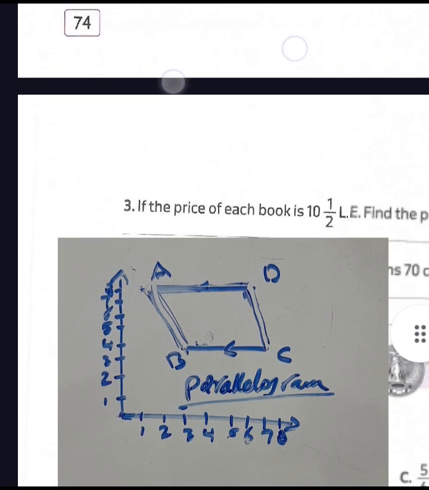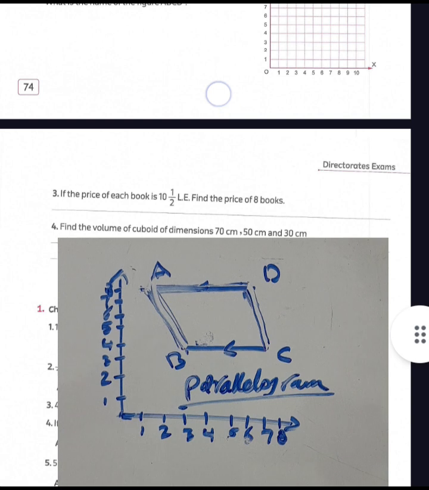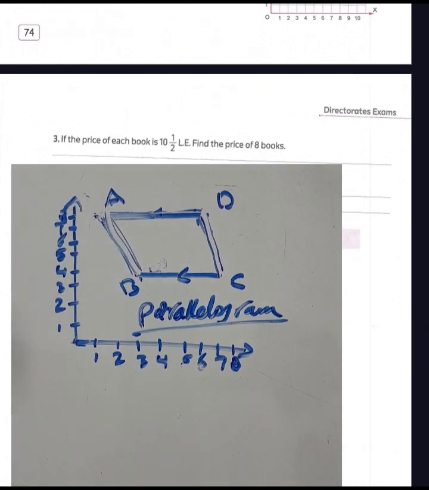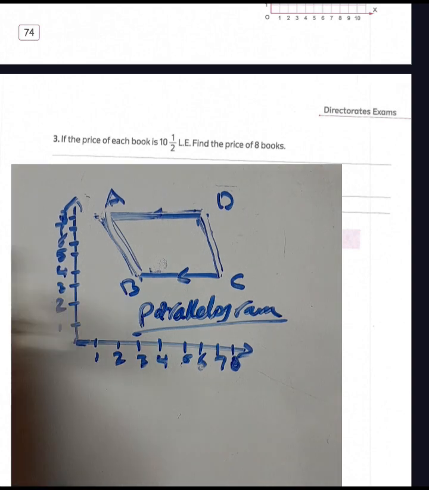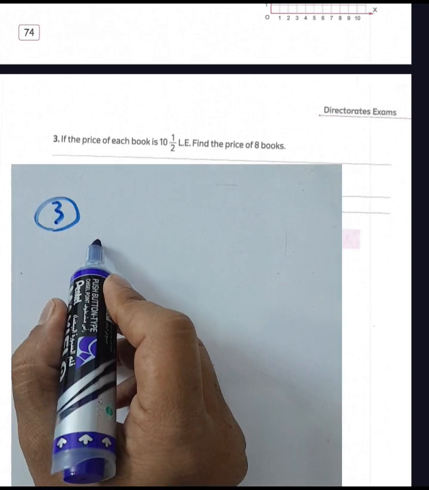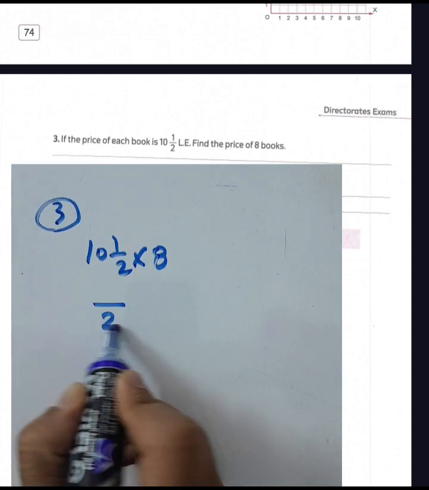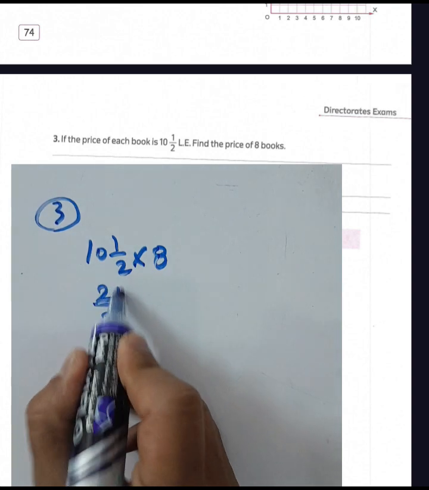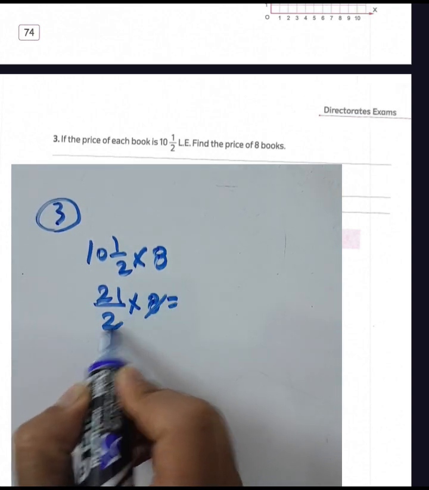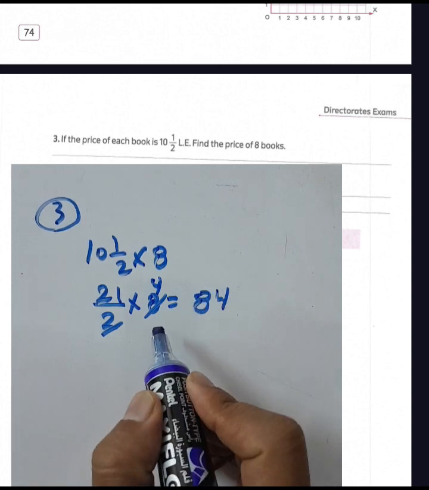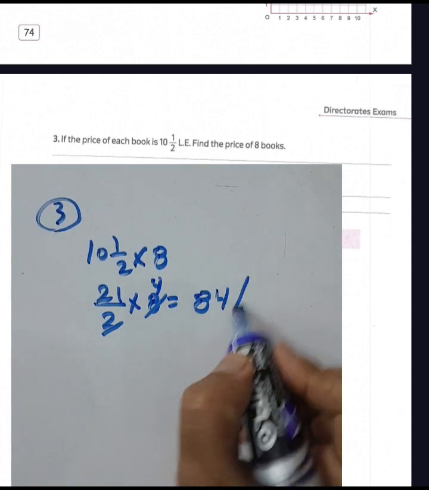Next example, question number 3. If the price of each box is 10.5 Egyptian pounds, find the price of 8 boxes. Okay, we can find the product between the two numbers. We can write 10.5 times the number of boxes. Write 2 in the denominator, 2 times 10 is 20 plus 1 equals 21. 8 divided by 2 equals 4. 4 times 21 over 2 gives 84. Then the result will be 84 Egyptian pounds.